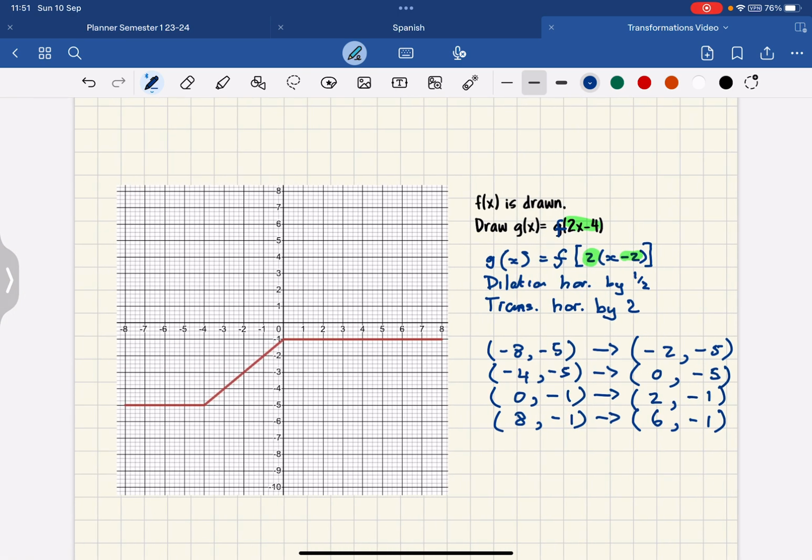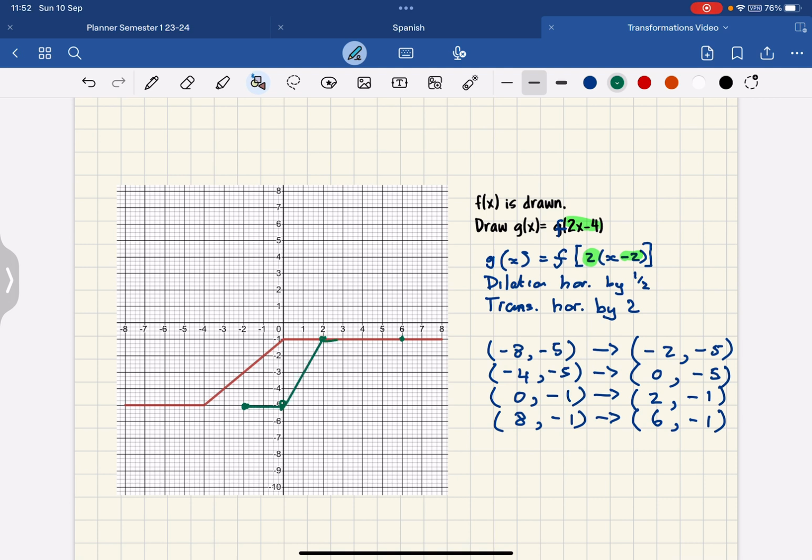Now we're ready to plot those. -2, -5. -2, minus 5 is here. 0, minus 5 is here. 2, minus 1 is here. And 6, minus 1 is here. Now let's just draw those lines together.